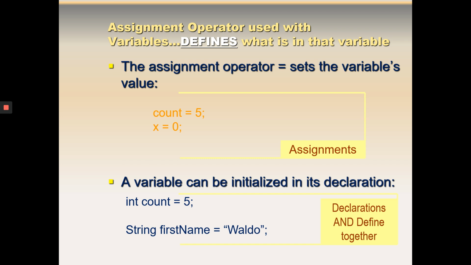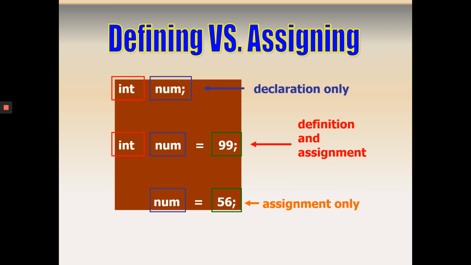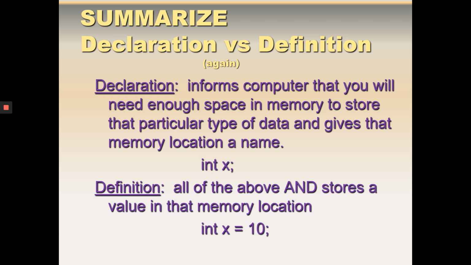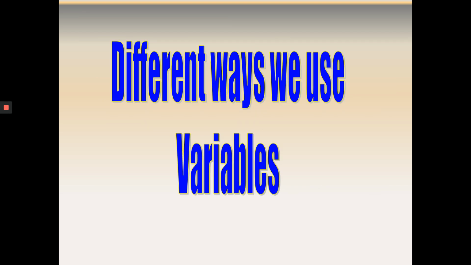So here it's not calculating anything. It's just storing things in there. These are assignments. This is an assignment and a declaration and a definition together, because we're saying, hey, put enough memory space aside for an integer and store 5 into that variable called count. So again, declaration only, definition and assignment, which is declaration and definition together, and then assignment only. All right, you can read that on your own. I've beat that to death.